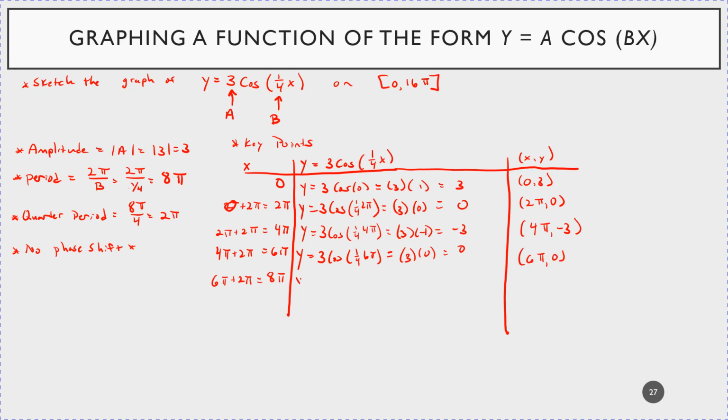And then finally, y is equal to 3 cosine of 1/4 times 8 pi. Well, that's cosine of 2 pi, so that's 1. So 3 times 1 gets me 3. So my final point here of my 5 key points is 8 pi, comma 3.